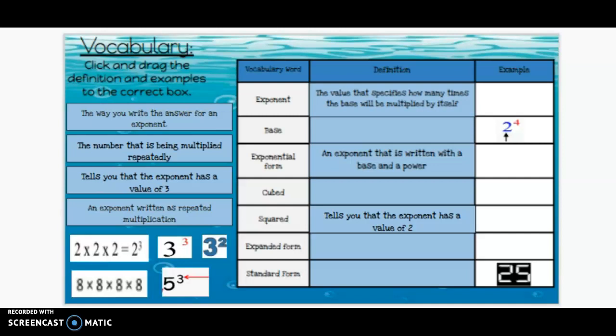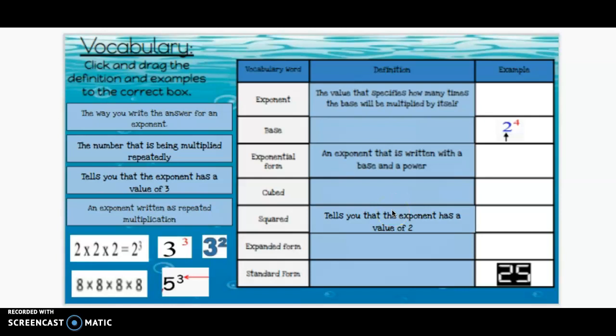Hello everyone. We're going to talk about vocabulary, and today we're going to be clicking and dragging the definition and examples to the correct box. So I had color coordinated it for you. The definitions are with a blue background. So over here you have blue background, so those are going to be your definitions. And then my examples are white backgrounds, to help you place them in the correct columns.